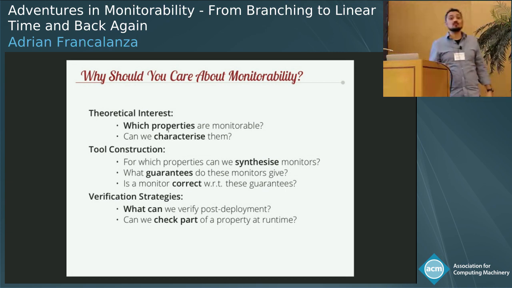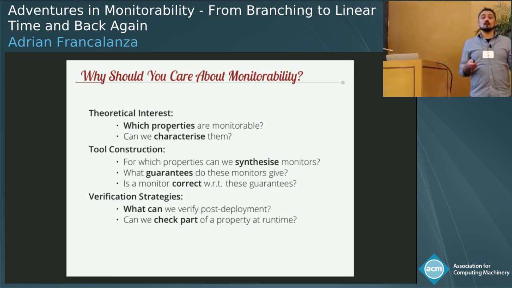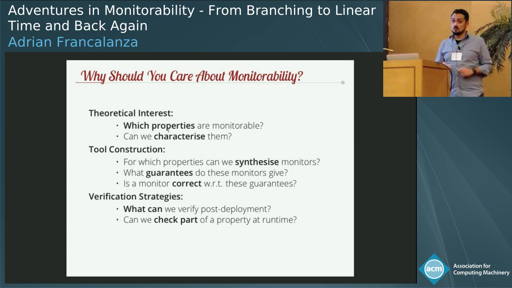If you want to build a tool, monitorability should also be of concern to you. For example, knowing which properties are monitorable gives you hope that you can actually construct a monitor for them. Monitorability also gives you an idea of what guarantees to expect from your monitor, or for example, whether the monitor you are synthesizing is correct or not. There are other reasons why you may want to consider monitorability.